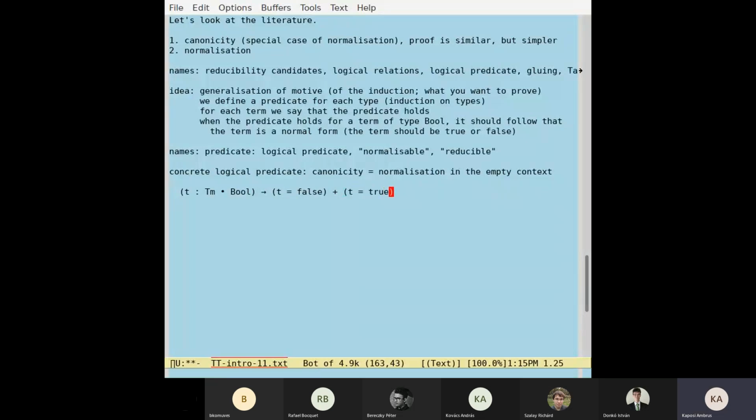T is equal to true. And this is what canonicity says. So this is canonicity for a bool. Okay. And then we have another type.